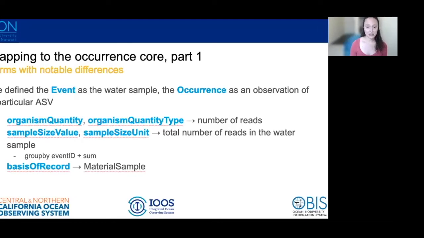Similarly, sample size value and sample size unit, I usually think about these as referring to the number of water samples or transects or something similar. Here, it actually refers to the total number of reads in the water sample across all of the ASVs. So for the other data managers out there, you basically group by event ID and sum across the counts of all of the ASVs. Finally, I want to note that basis of record has a different controlled vocabulary term here, and that is material sample.